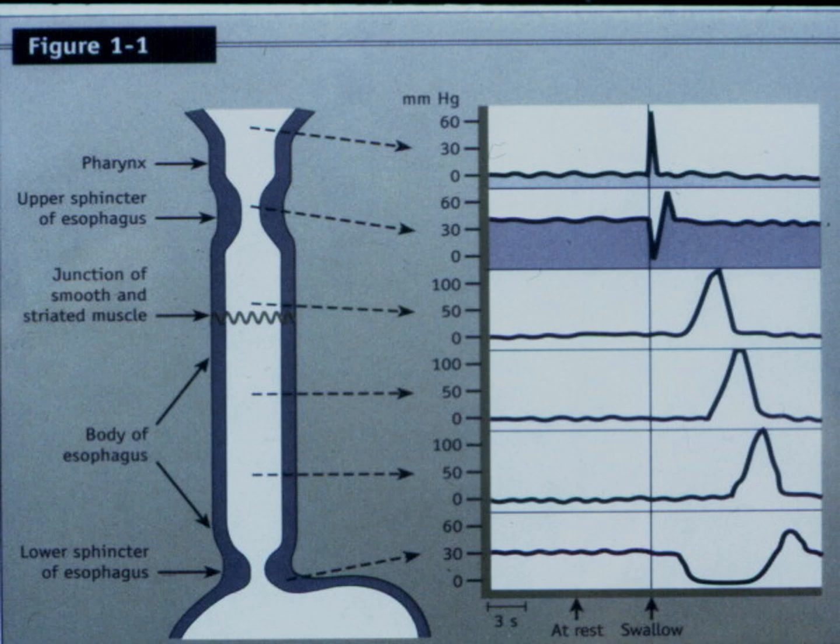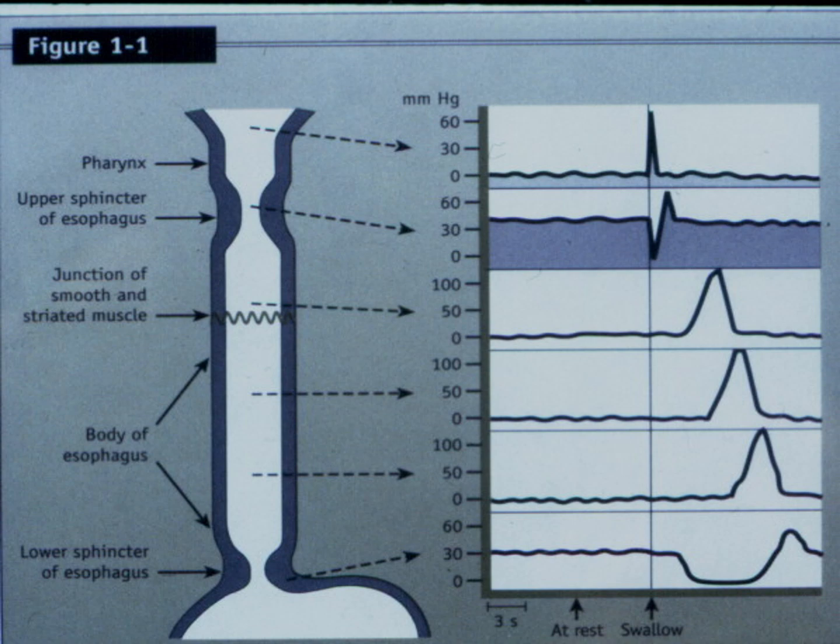This is a very important slide. It shows you pretty much a lot about what you need to know about the physiology of the esophagus and swallowing and peristalsis. If you look on the left side of the slide, you see the pharynx, and then you can see the components of the esophagus that we had discussed: the upper sphincter, body of the esophagus, and the lower sphincter.